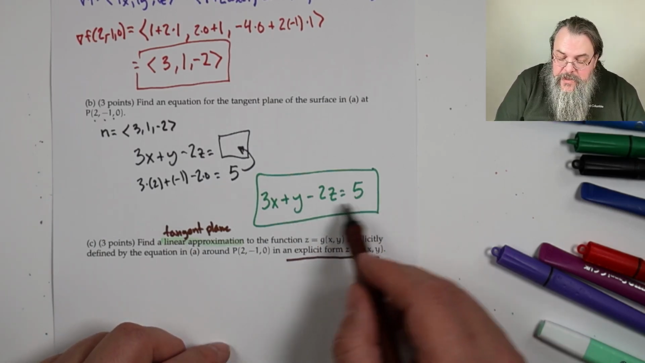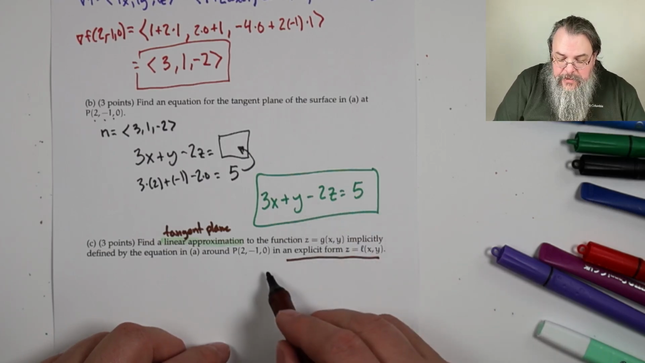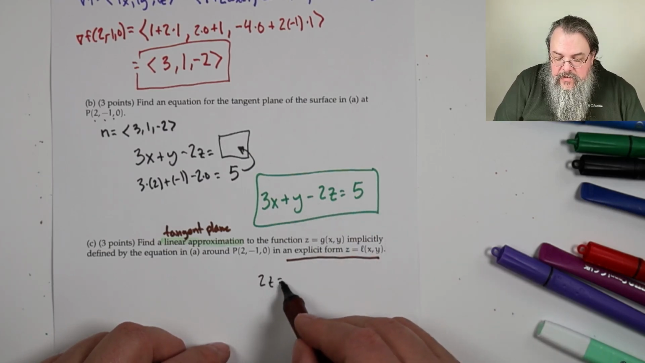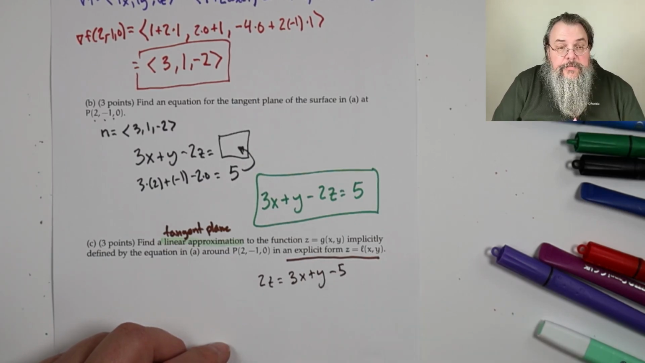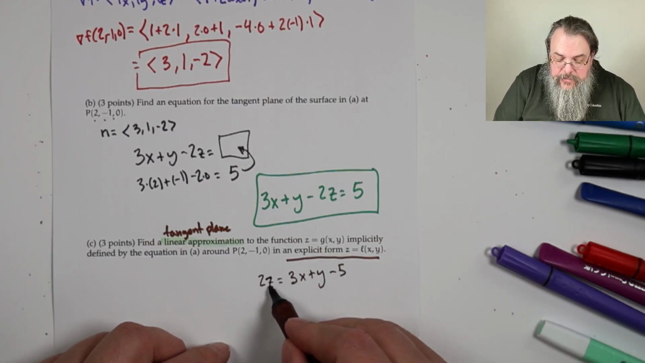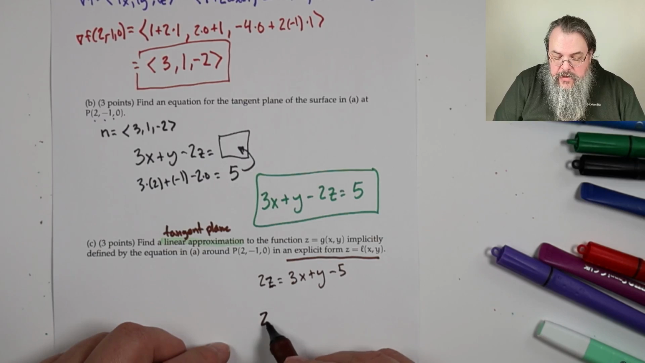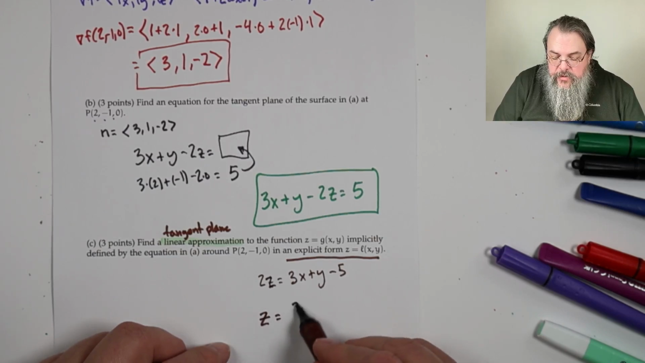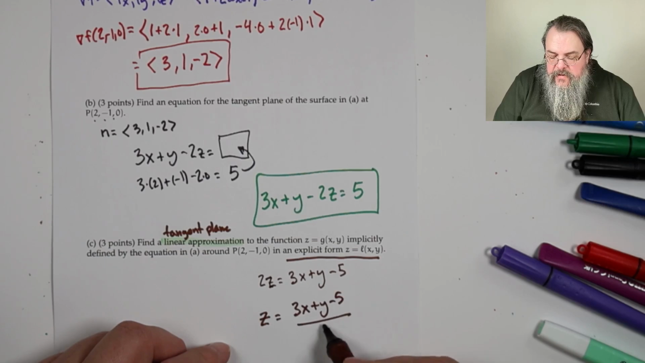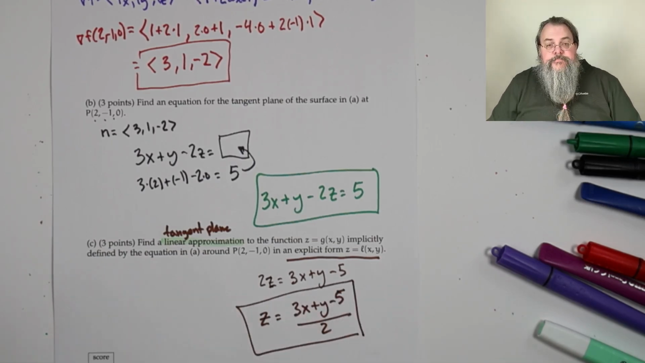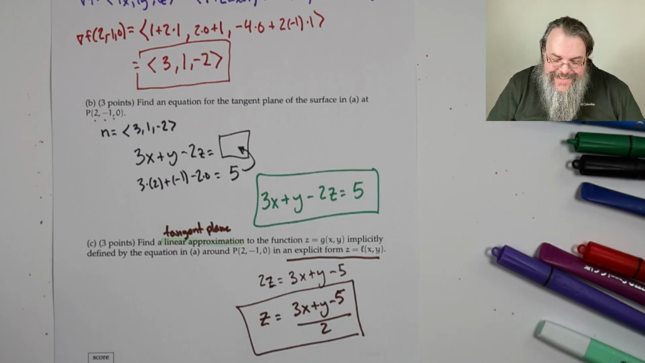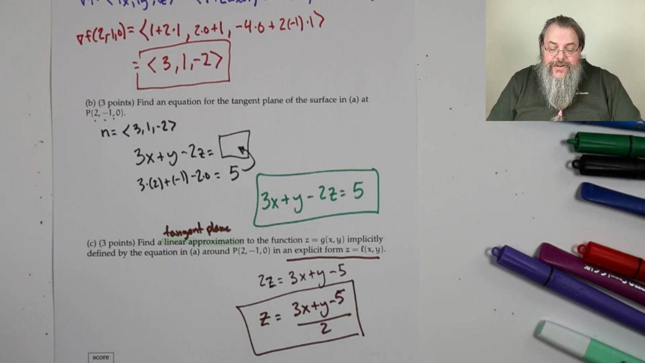We'll swap the 2z and the 5, and we get that 2z is equal to 3x plus y minus 5. And now, if we divide both sides by 2, we get z is equal to (3x plus y minus 5) divided by 2. And we're done. That is our linear approximation, our tangent plane.